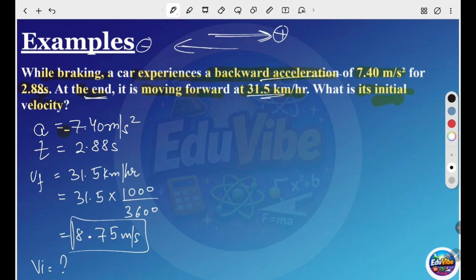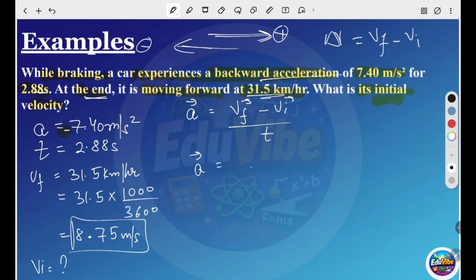So now we know that our formula to find acceleration is the vector delta v, and we know that delta v is final velocity minus initial velocity. So we have final velocity minus initial velocity divided by time taken. The final velocity is 8.75 meters per second minus vi, and the time is 2.8 seconds.